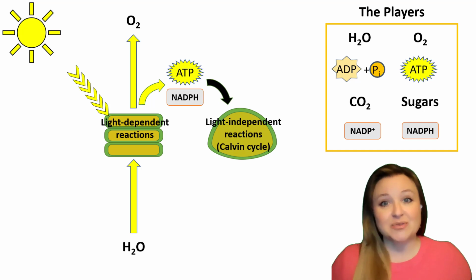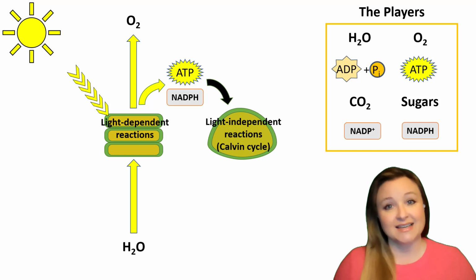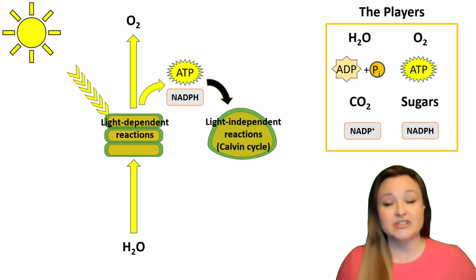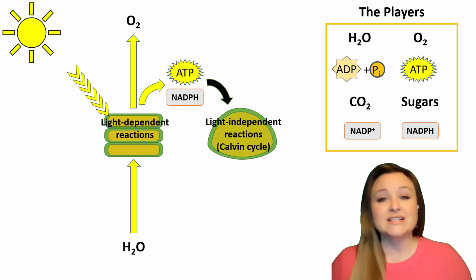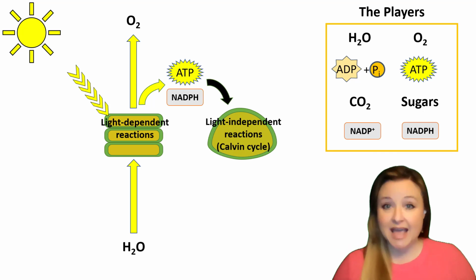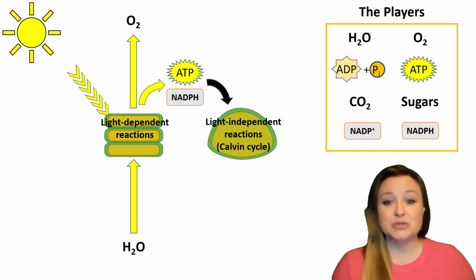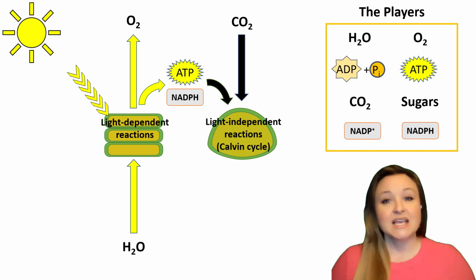We call the light-dependent reactions light-dependent because they directly use energy from sunlight. On the other hand, the Calvin cycle does not require energy from sunlight. However, the Calvin cycle does require ATP and NADPH, which are the products of the light-dependent reactions. So ATP and NADPH are going to be used in the Calvin cycle, and carbon dioxide is also a very important reactant in the Calvin cycle.